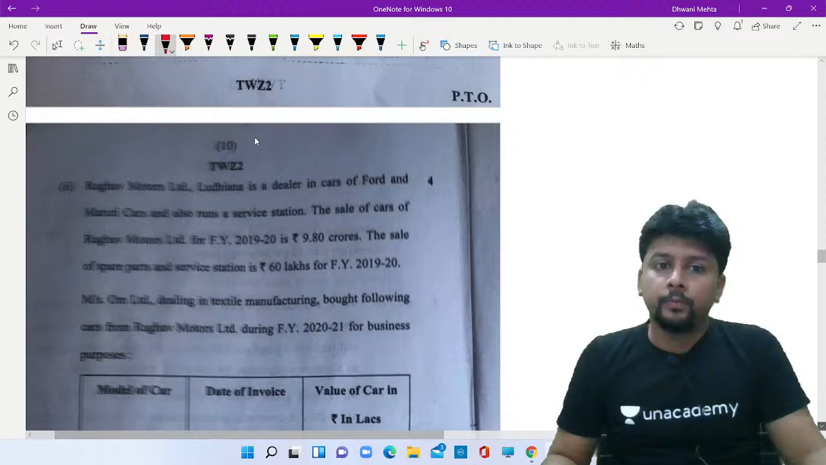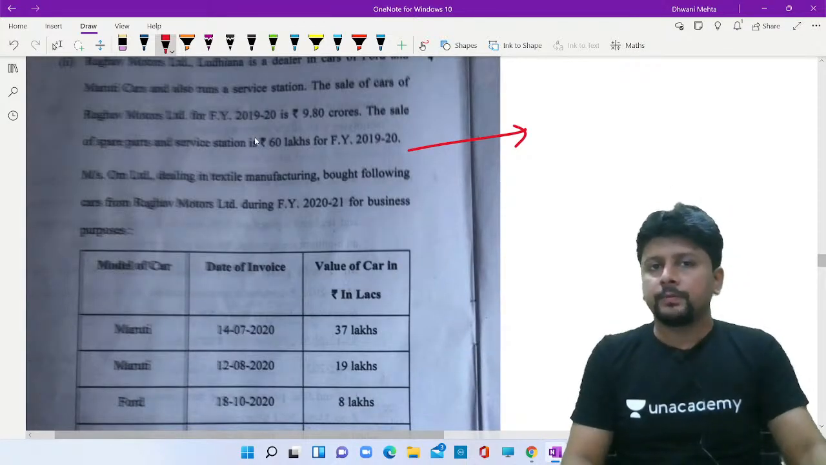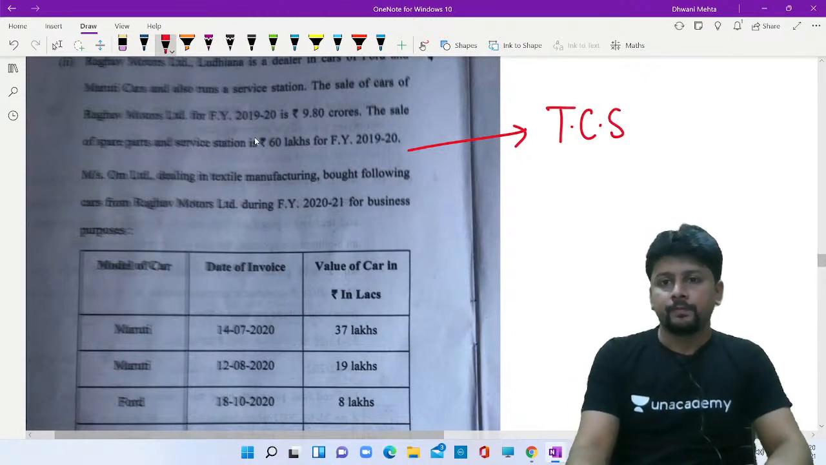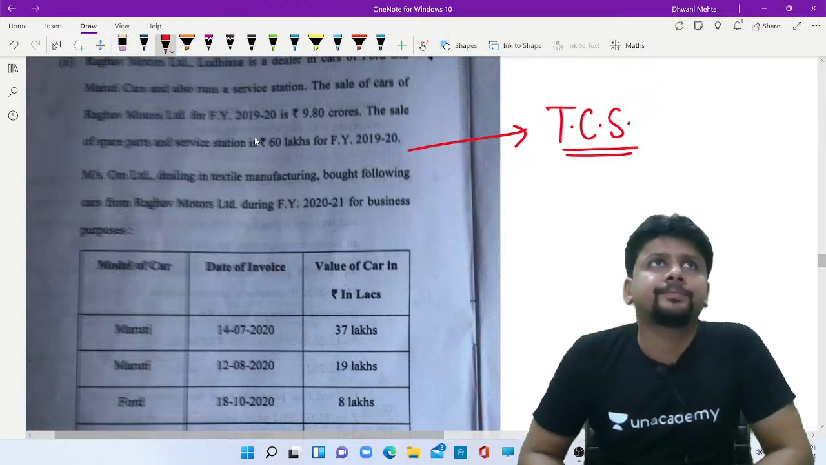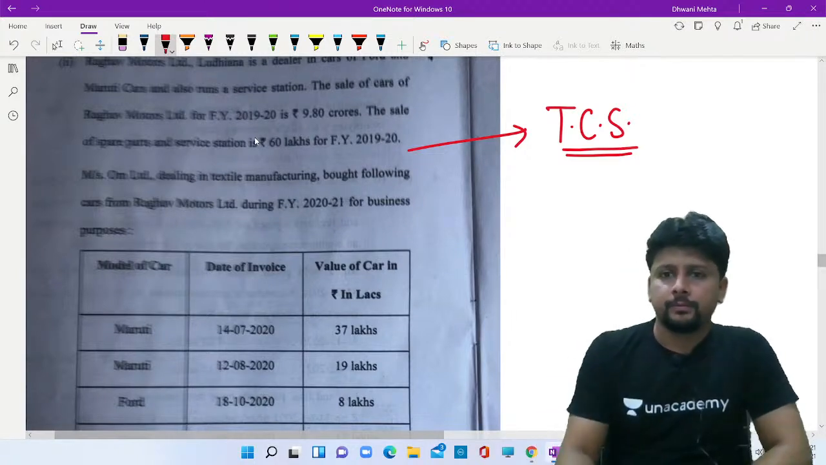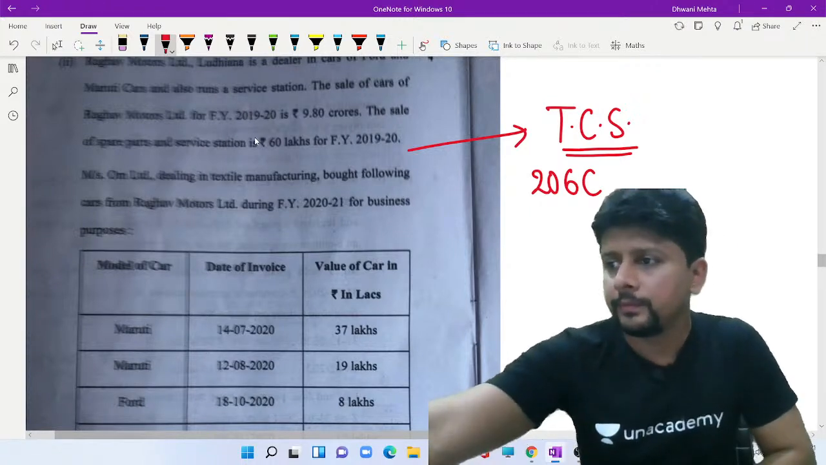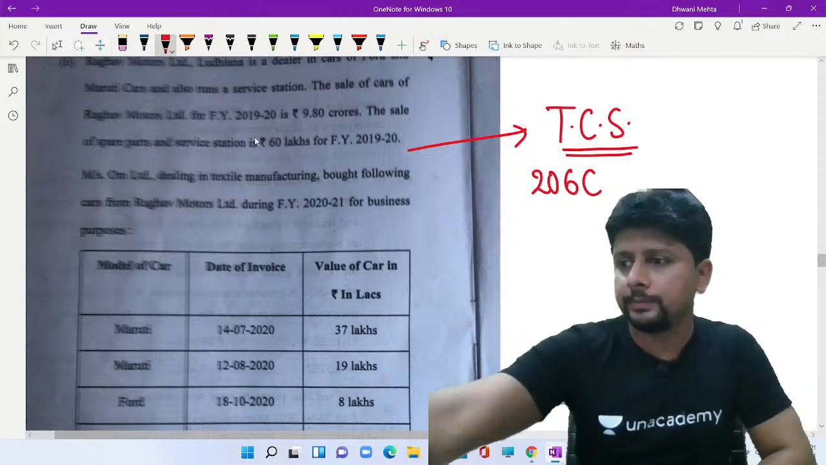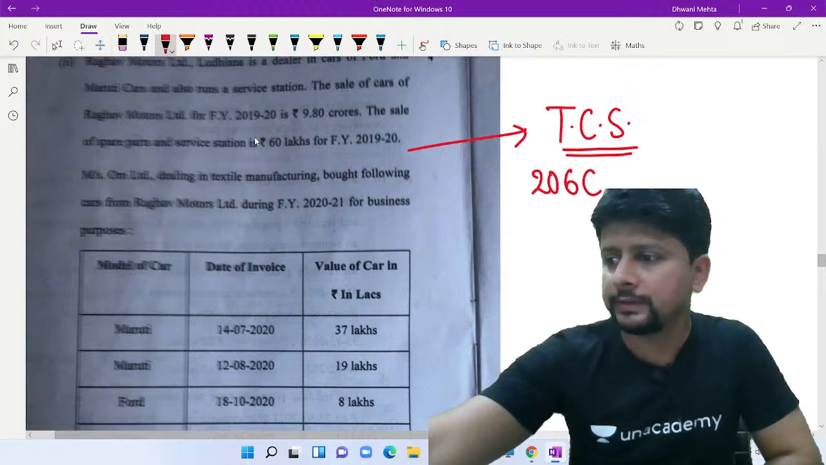Subpart 2. This again was a really intelligent question. This was on tax collected at source, TCS. Now, in this, you were being tested on 206C, that is the section based on TCS, and that section has had amendments.